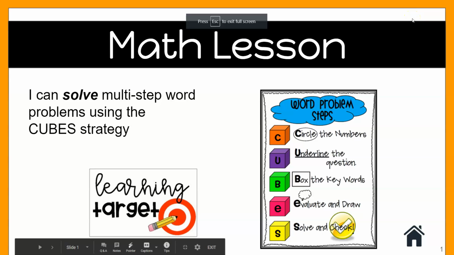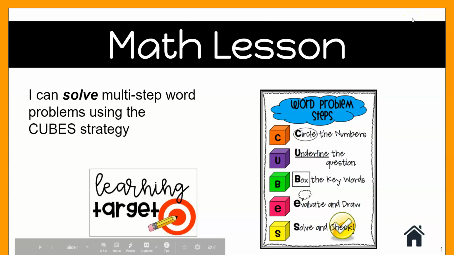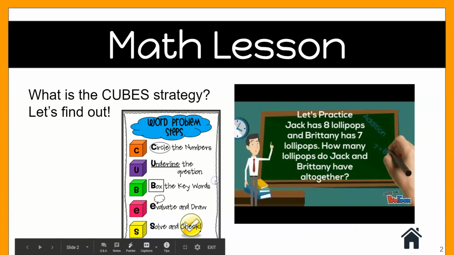Hi, fourth graders. Today we are going to focus on solving multi-step word problems. And today we're going to do this by using something called the CUBES strategy. And what is the CUBES strategy? Let's find out.